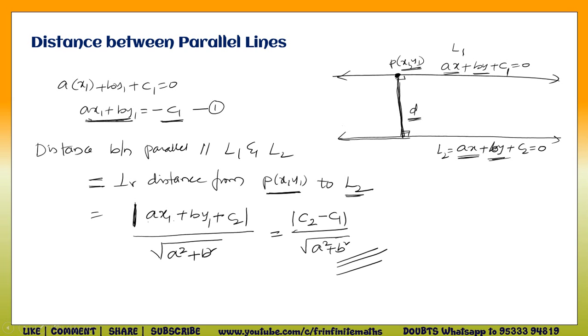Suppose I take one example, 3x plus 4y is equal to 5. Next, 6x plus 8y is equal to 12. Here if you observe, the x coefficients are different and the y coefficients are different. But when I multiply this particular equation with 2, I am going to get the same corresponding x and y values.